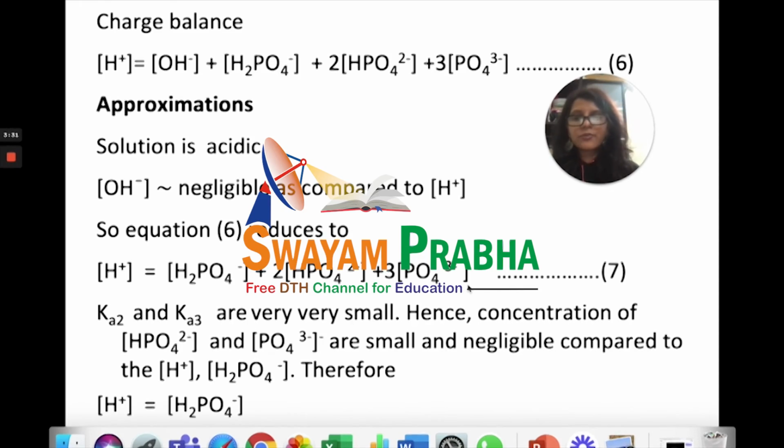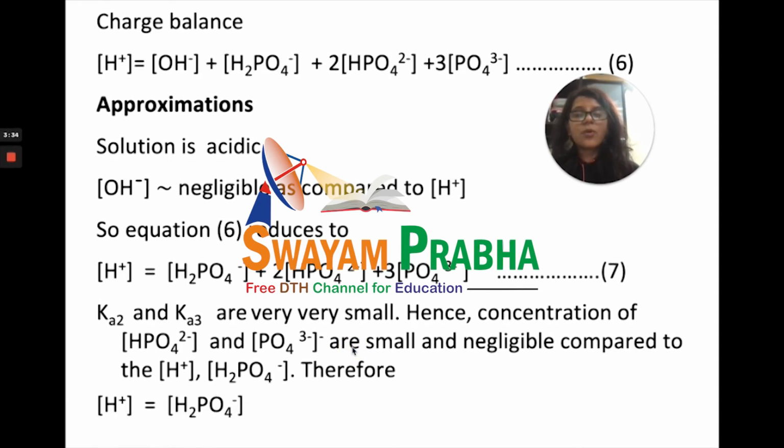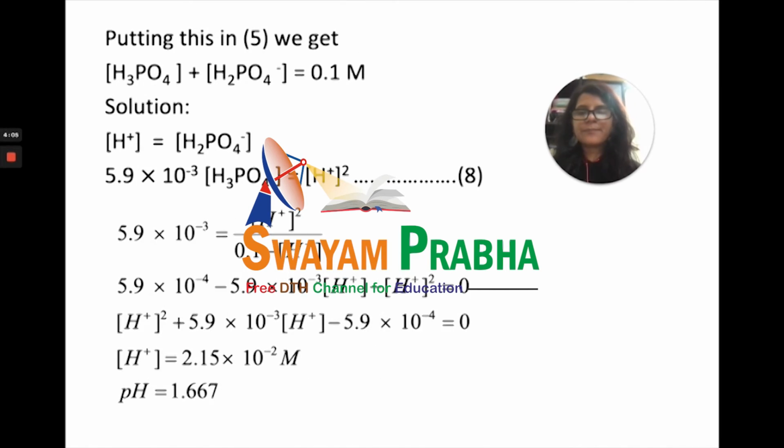You know that the values of Ka2 and Ka3 are very small. So if they are very small, then the concentrations of HPO4 2 minus and PO4 3 minus can be ignored. They are negligible as compared to H2PO4 minus. So if that is true, you are left with the expression H plus is equal to H2PO4 minus, right? So we've got one major conclusion, that our proton concentration is equal to the H2PO4 minus.